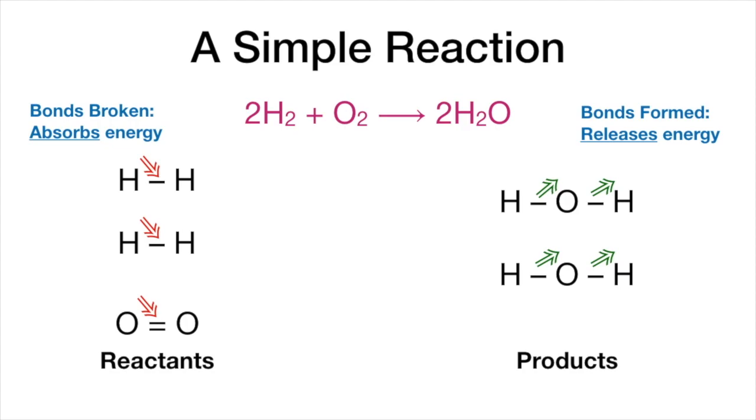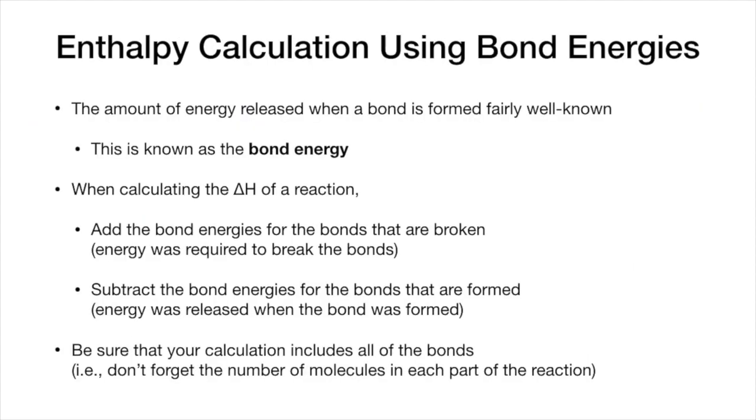All right? So to calculate enthalpy using bond energies, the amount of energy it takes to break a bond and the amount of energy released when forming that bond are actually the same, just one's positive and one's negative. This is known as the bond energy. So when calculating the delta H of a reaction, you add the bond energies for the bonds that are broken, because energy was absorbed to break those bonds, and you subtract the bond energies for the bonds that are formed, because this is the energy that was released when the bond was formed.